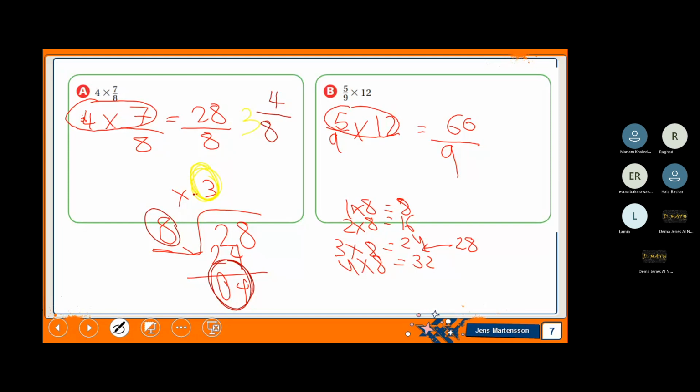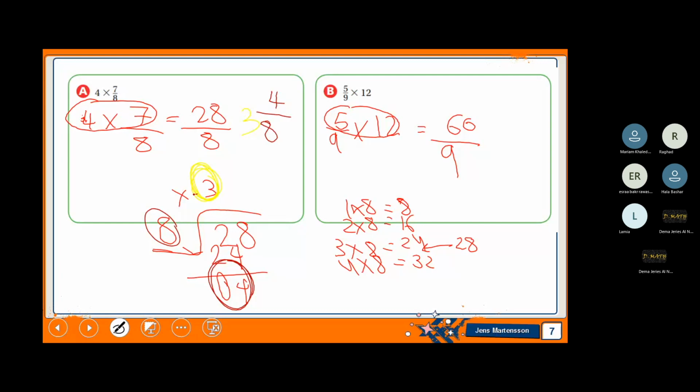Take 3 up, and what is remaining? 4, write it. So what's the answer now? 3 and 4 over 8. Now, the next step. Look at 4 and 8, the denominator and numerator. Are they simplified? How do I know? Remember that.